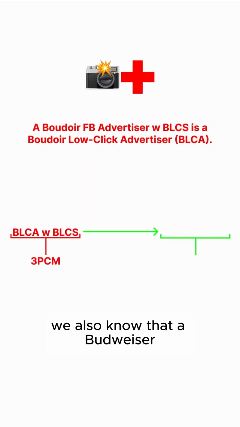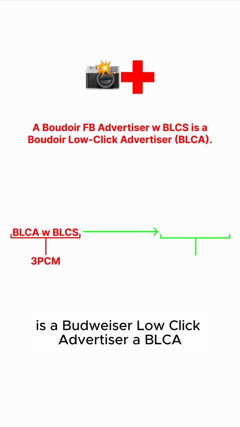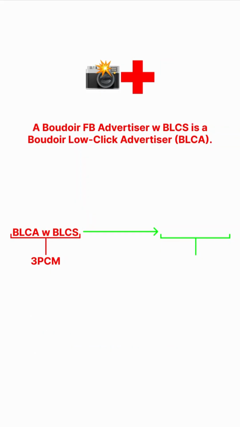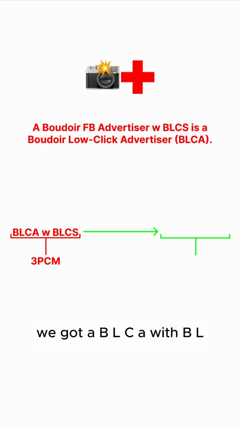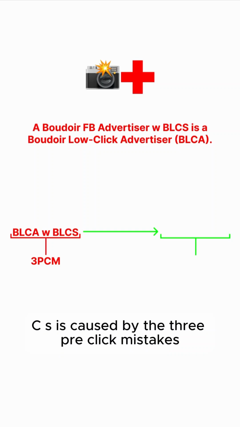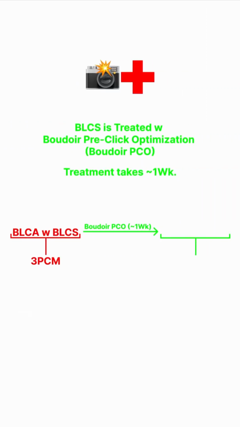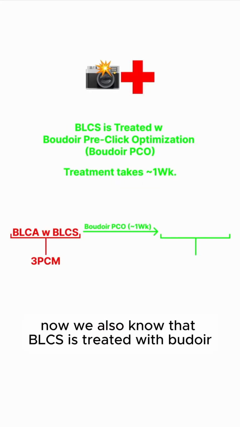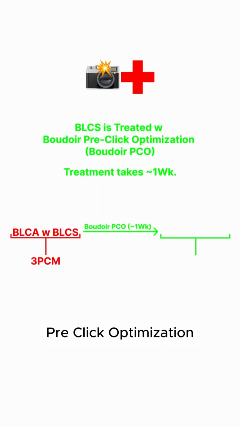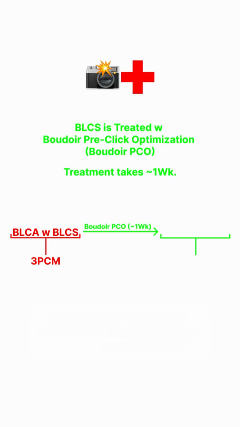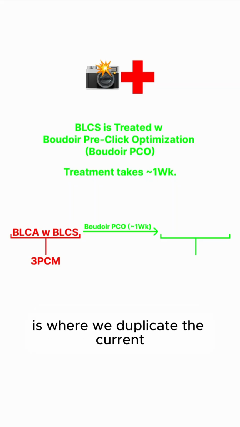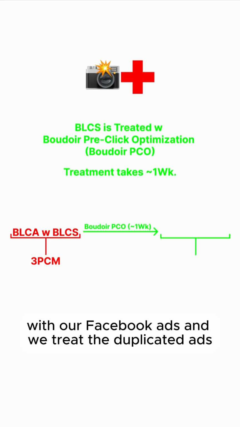We also know that a Boudoir Facebook advertiser with BLCS is a Boudoir low-click advertiser, a BLCA. So we're building up our universe here. We got a BLCA with BLCS caused by the 3 pre-click mistakes. Now, we also know that BLCS is treated with Boudoir pre-click optimization, aka Boudoir PICO, and treatment takes about a week. Now, we invented this: we duplicate the current Boudoir Facebook ads and we treat the duplicated ads.